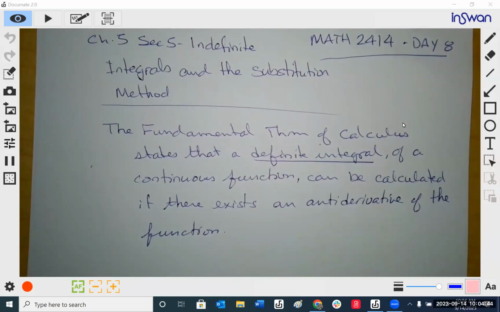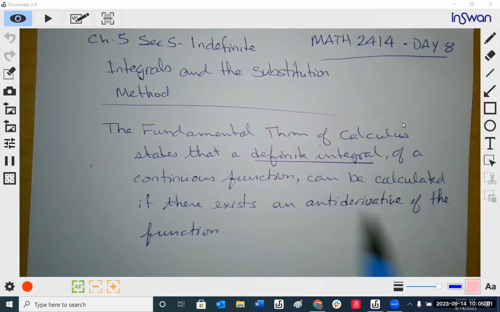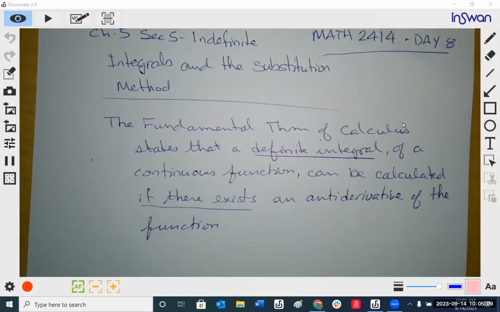Last class we had a review of the fundamental theorem of calculus, parts 1 and 2, with respect to definite integrals. The fundamental theorem of calculus states that a definite integral of a continuous function can be calculated if there exists an antiderivative of the function. What does that mean?